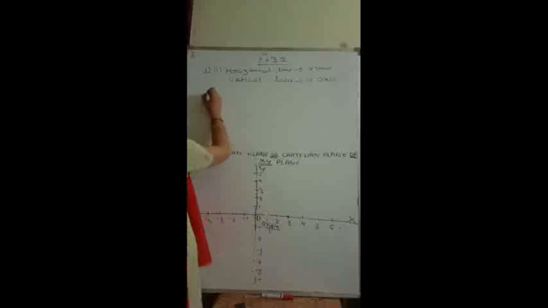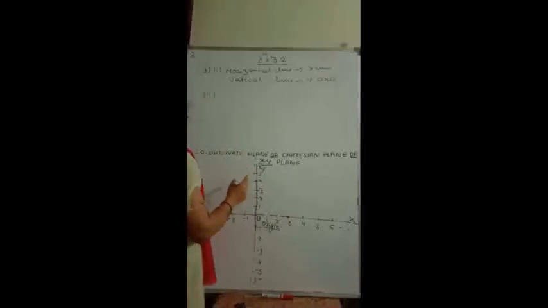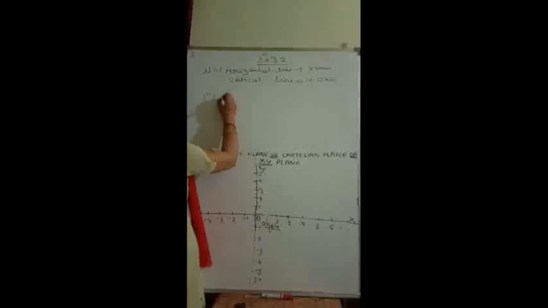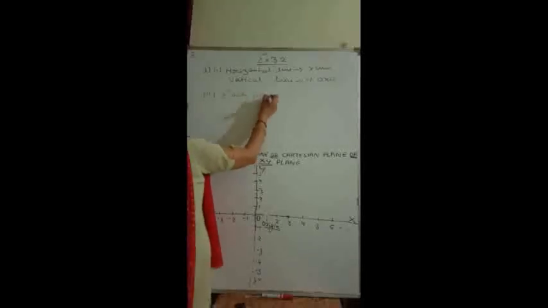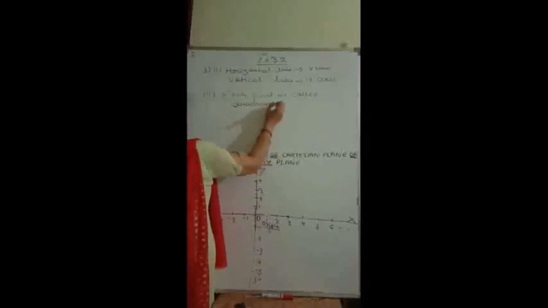Second part: what is the name of each part of the plane formed by these two lines? By these lines there are four parts. What is the name of each part? Each part is called a quadrant. Okay, quadrant.